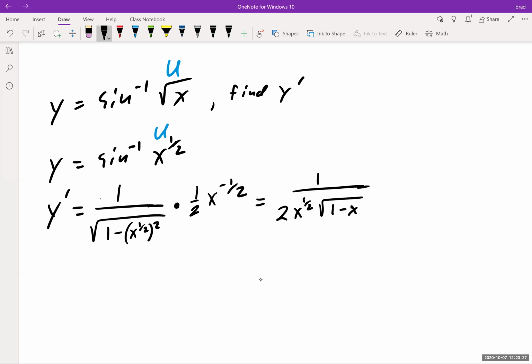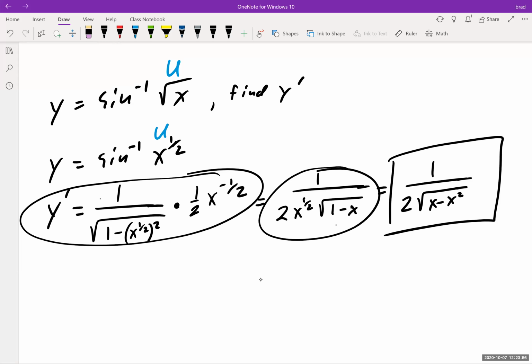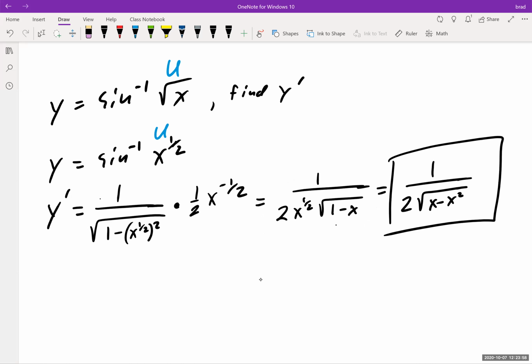That's technically the right answer, but notice they're both square roots. This is technically a 1/2 power, and this is technically a 1/2 power. So more than likely you're going to be asked to clean this up, and you're going to be left with 1 over 2 times the square root of x minus x squared. I believe that would be the answer they would accept in your homework. The other one is fine, but it's just not simplified. It basically says you know how to do the derivative, but you don't know how to simplify. So I'm pretty sure that's the answer they want for that problem.